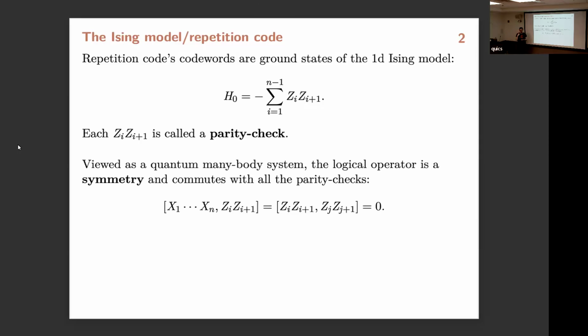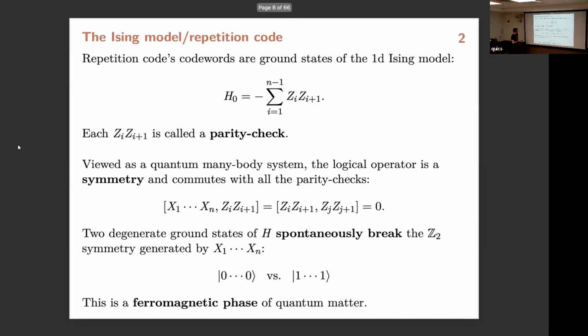If we view this 1D Ising model as a quantum many-body system, it's a very nice Hamiltonian because it's a sum of commuting terms, meaning we can find the spectrum exactly. This Hamiltonian also happens to have a Z2 symmetry generated by the product of Pauli X on all sites. And of course, this is the operator that would take the all zero state, one of my code words, into the all one state.